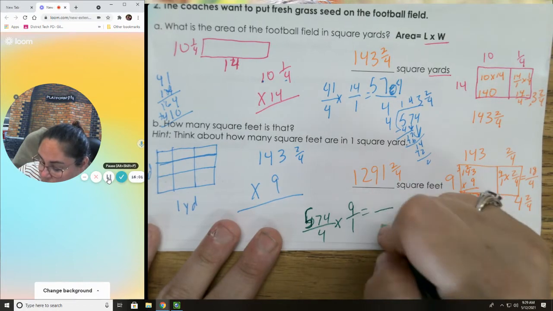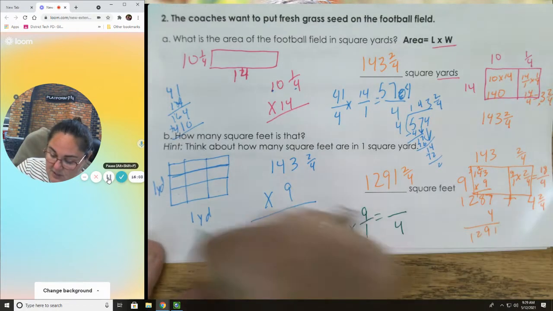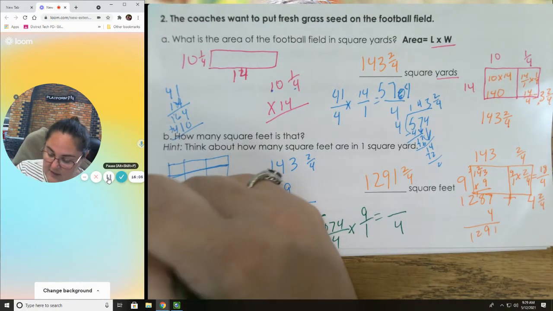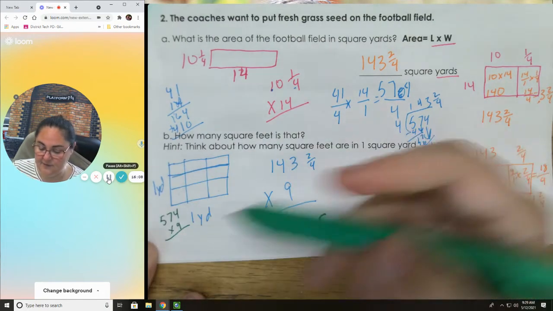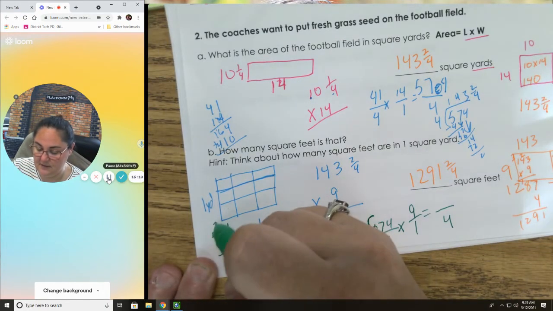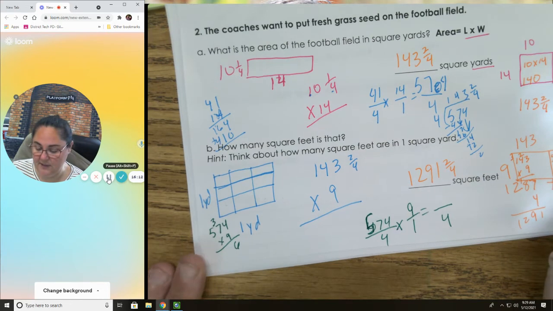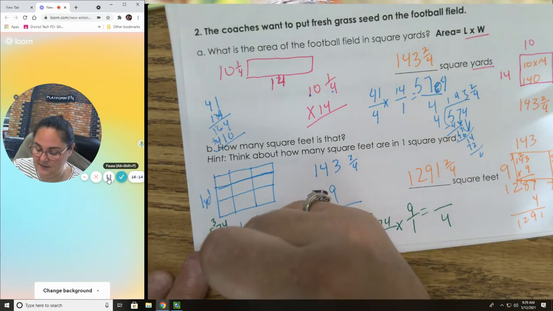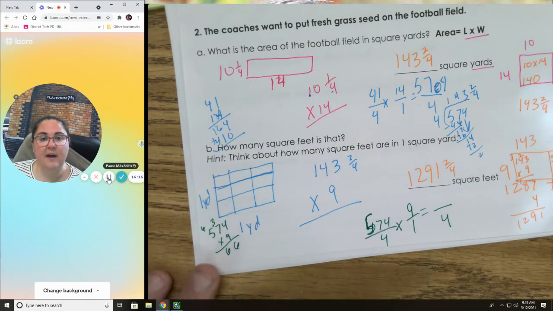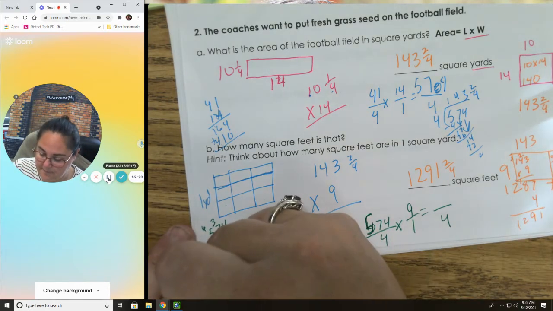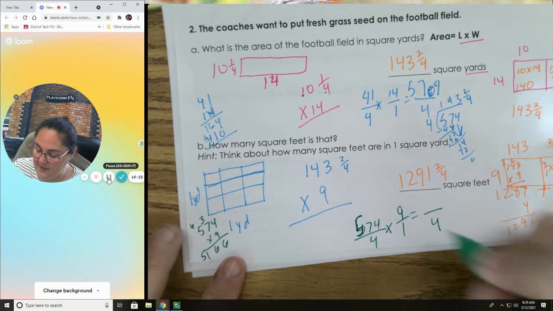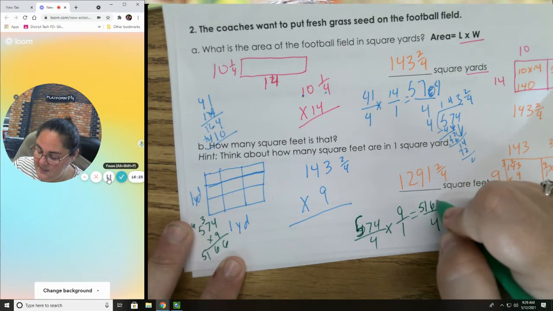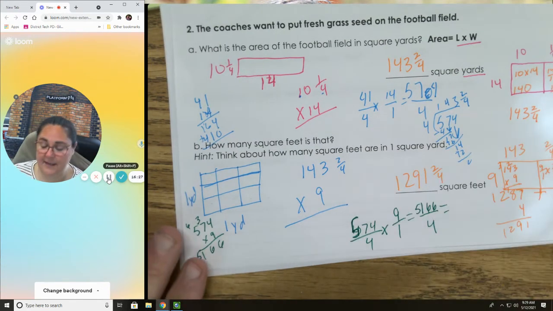4 times 1 is 4. This is a large number. 574 times 9. 9 times 4 is 36. 9 times 7 is 63, 64, 65, 66. 9 times 5 is 45, 46, 47, 48, 49, 50, 51. 5,166 fourths. And now I need to divide.